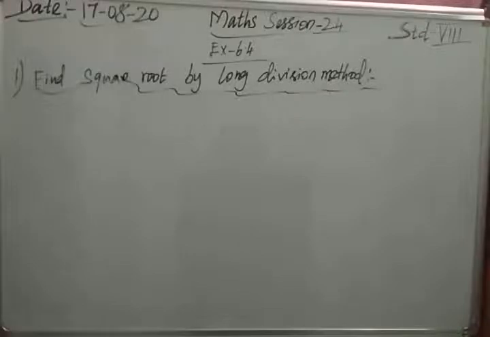Since we have completed exercise 6.3, today we are going to start exercise 6.4. In 6.3 we found the square root of values by the prime factorization method. Now in this exercise we are going to find the same square root values, but by the long division method.